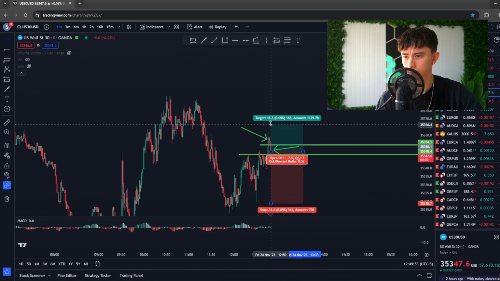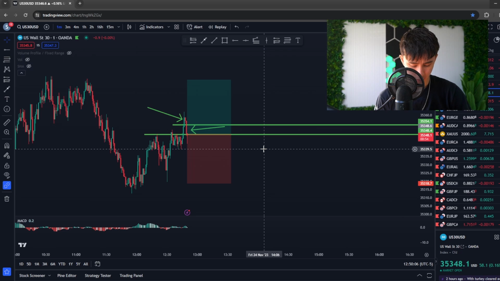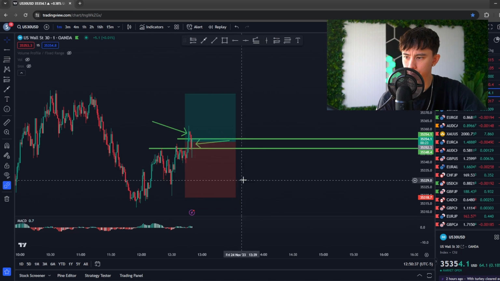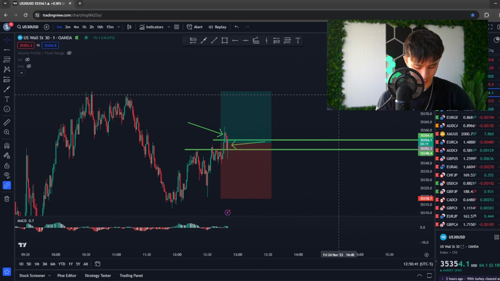We'll go most recent high. So we do 1,000 divided by our stop loss 29. 34 is what we will be trading. So our stop loss is going to be a little bit bigger. That's okay. And so now I'm just going to go ahead and set my stop loss and my take profit.